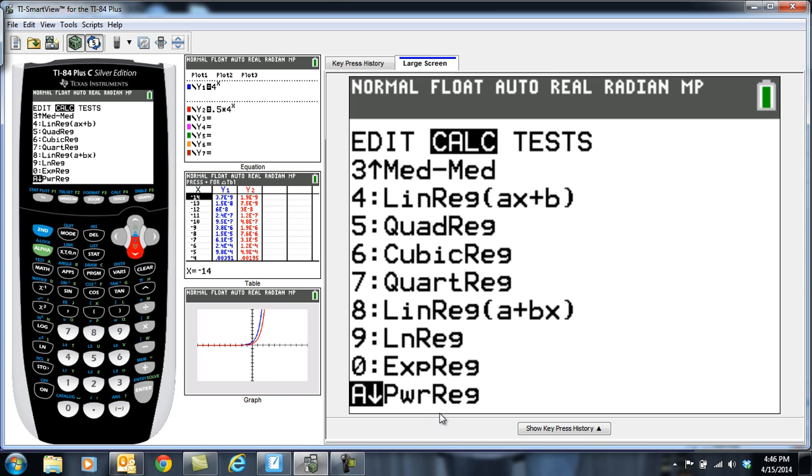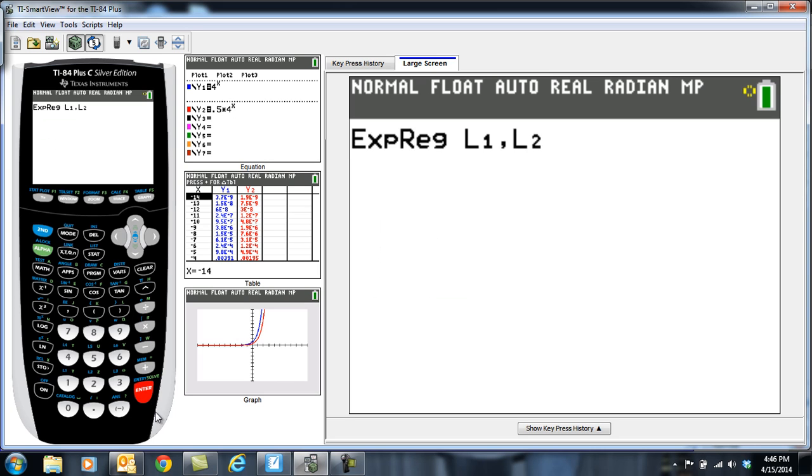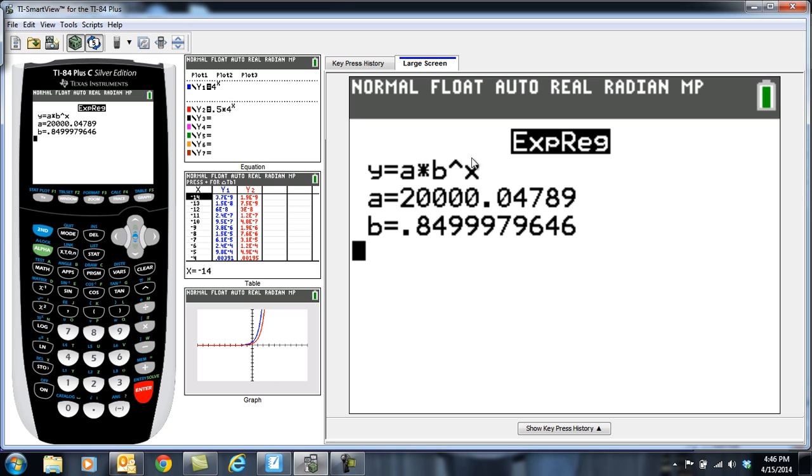And if you'll see, 0 here is exponential regression. So I want to do option 0. And you're going to go down until it says calculate. Hit enter. It will give you the equation, and it's going to put it in the a times b to the x format. And we're going to round. We're going to call a 20,000, and we're going to call b 0.85.